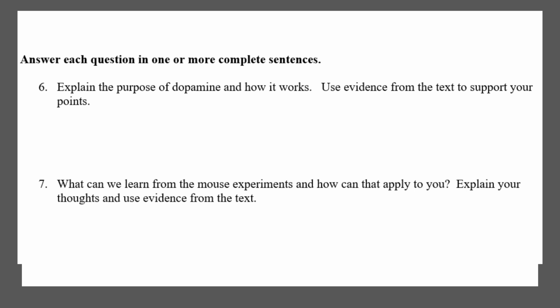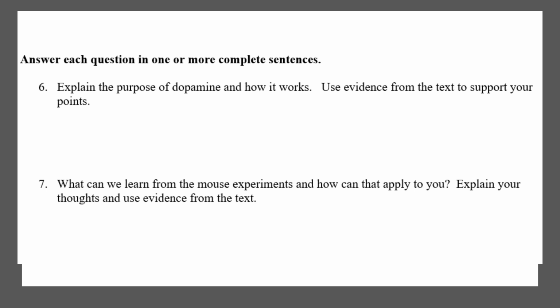All right. Number 6, explain the purpose of dopamine and how it works. Again, it says use evidence from the text to support your answers. So you will write what you believe. You'll explain in your own words the purpose of dopamine. Okay, so just start with what's the purpose of dopamine, and then go back in and write, okay, how dopamine works. Then you need to copy and paste from the article and put it in there.